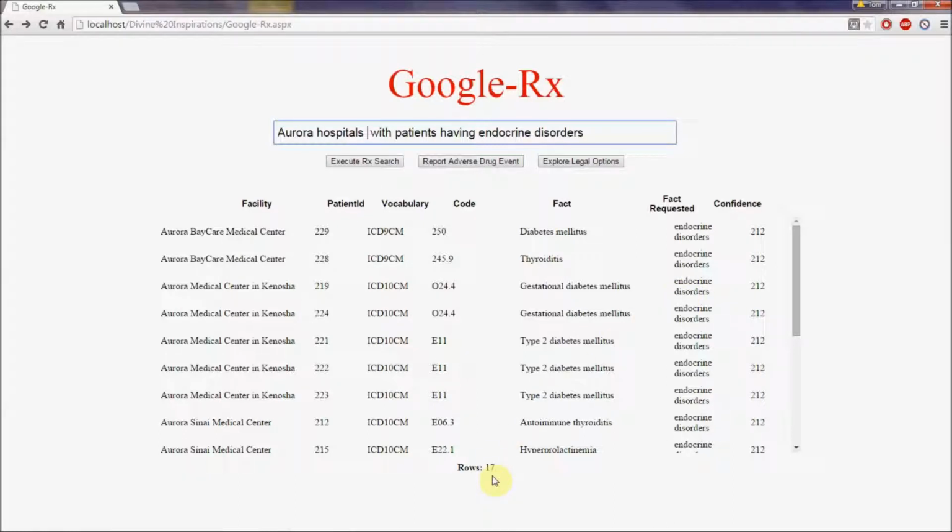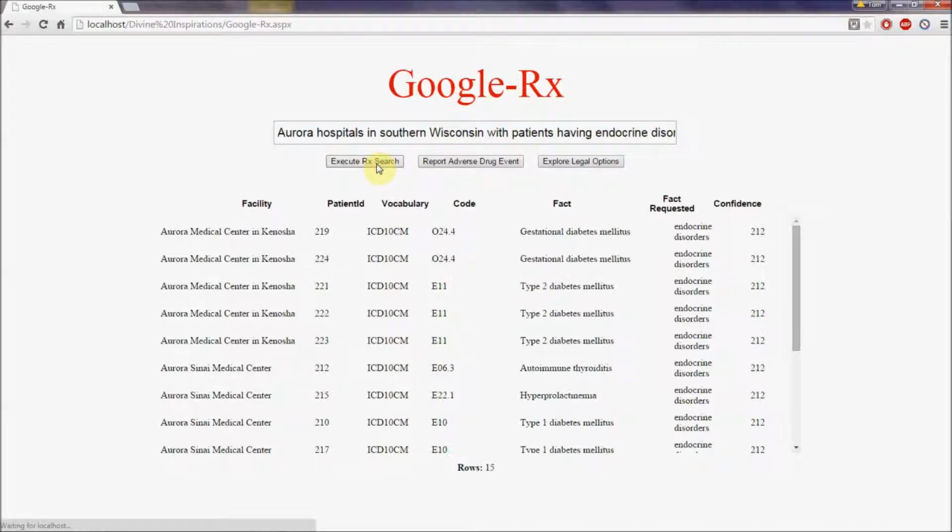Let's restrict our Aurora patient population to include only Aurora hospitals in southern Wisconsin. This can be accomplished by making the following modification: Aurora hospitals in southern Wisconsin with patients having endocrine disorders. In executing this, we see that there are 2 less rows returned.